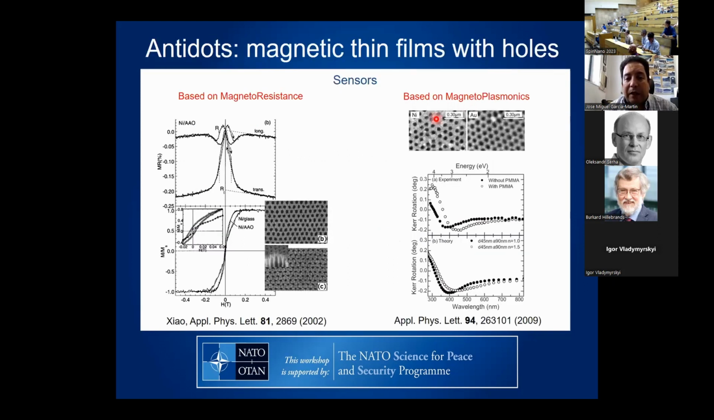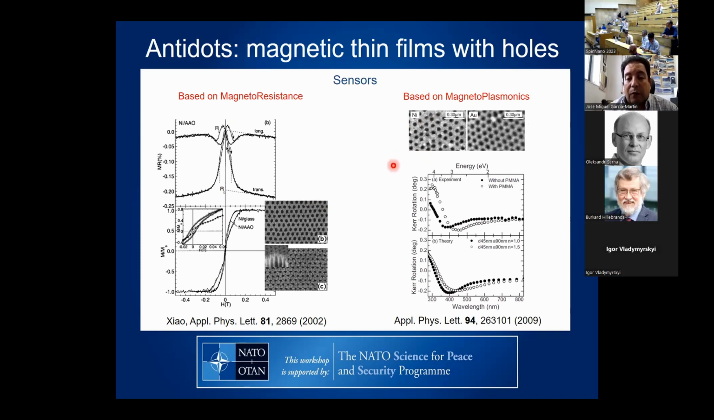Antidots are arrays of nanoholes in ferromagnetic thin films. They were first prepared using alumina templates and depositing on top, as you can see here, and they were used as sensors, for instance, based on magnetoresistance. In this other work, the sensor is based on magnetoplasmonics.